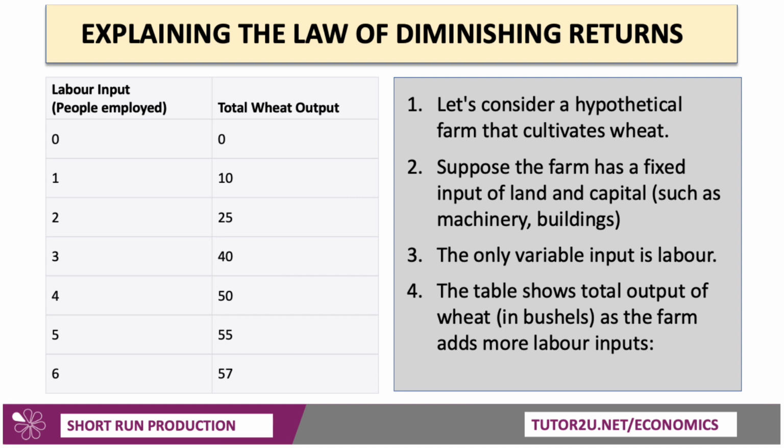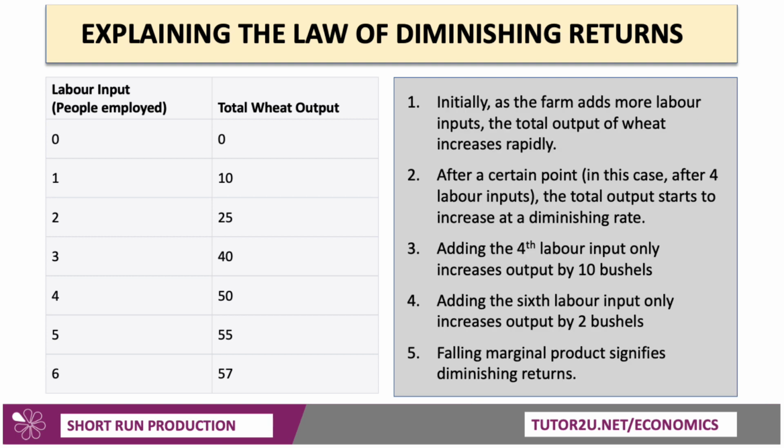So here's a little simple numerical example of the law of diminishing returns. Let's consider a hypothetical farm cultivating wheat. This is the sort of daily output of wheat, and we're adding more labour to the production process. The farm has a fixed input of land and capital, and the output shown in the table is the total output of wheat in bushels as the farm adds more labour. Now, initially, output goes up at an increasing rate. So the first labour unit added produces 10 units.